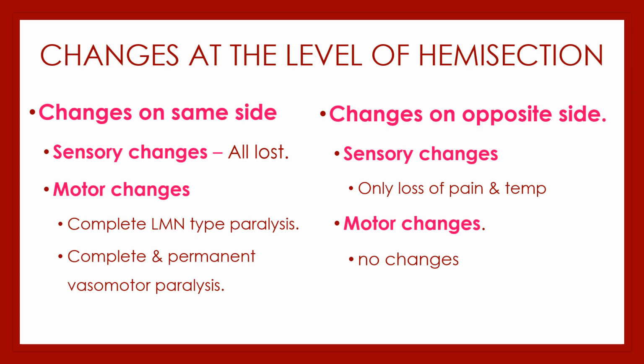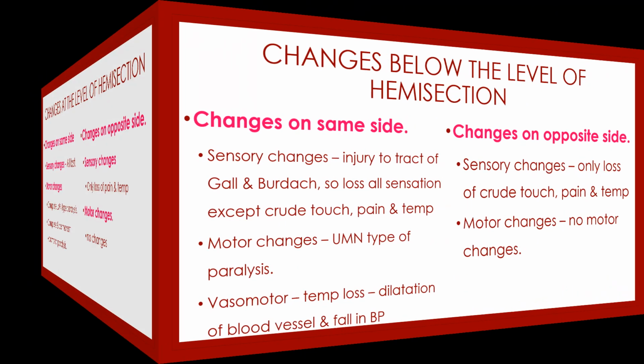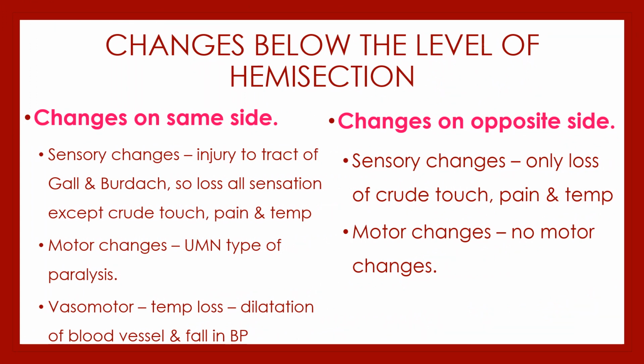Motor changes, so there will not be any changes in the motor nerve fibers. So no damage there. Changes below the level of the hemisection, so changes on the same side. So sensory changes, so there will be dissociated sensory loss. So injury to the dorsal column, so that causes loss of fine touch, tactile localization, discrimination, vibration, proprioception, stereognosis.